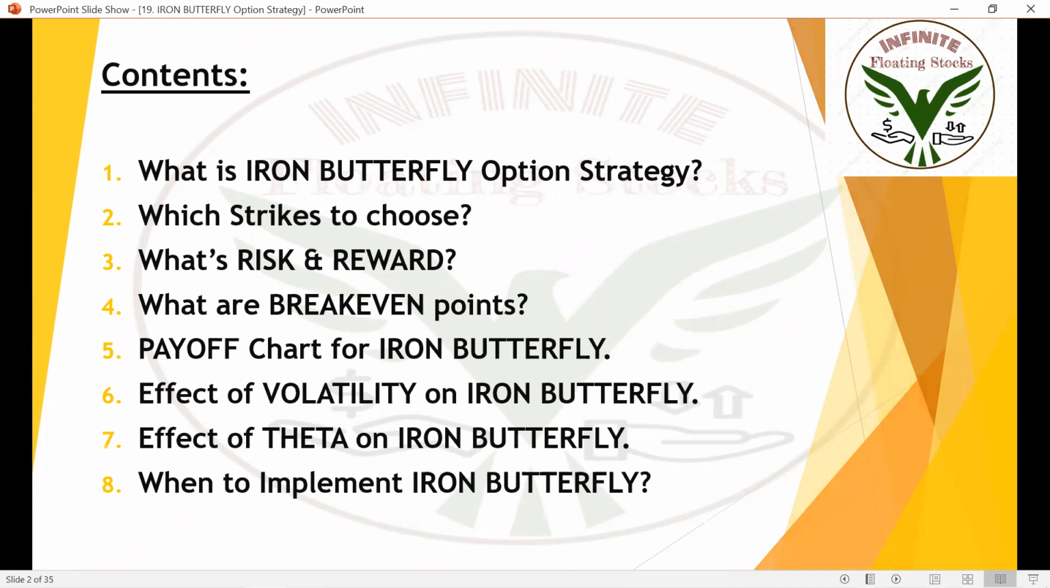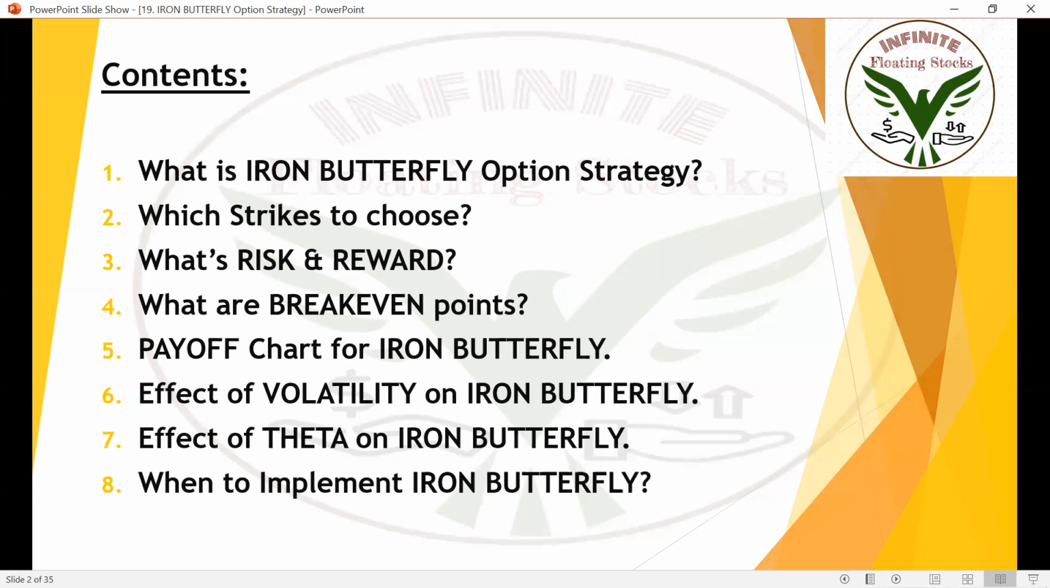All right, these are the contents for today's session. I'm going to talk about what is Iron Butterfly and how to construct it, and what strikes you need to be choosing to implement Iron Butterfly. I'll be talking about risk, reward, and also the break-even points, and also payoff chart. And I'll be talking about the effect of volatility and theta when you're dealing with Iron Butterfly option strategy. Later I'll be talking about when to implement the strategy.